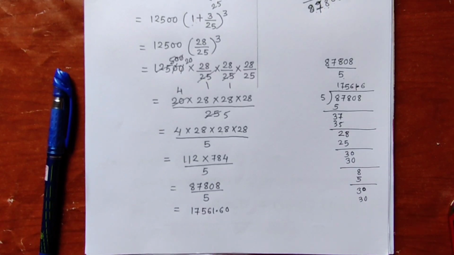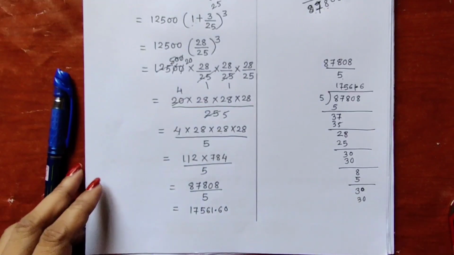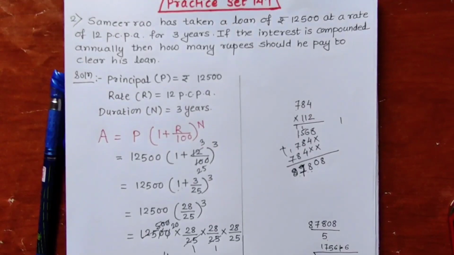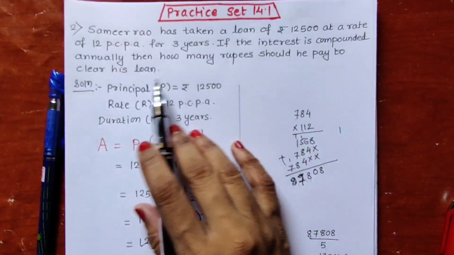As this is a word problem, we have to write the answer statement also. So we will be writing the answer statement here. This side we have kept for rough work. What we have to write in the answer statement? Let us read the question. How many rupees should he pay to clear his loan?